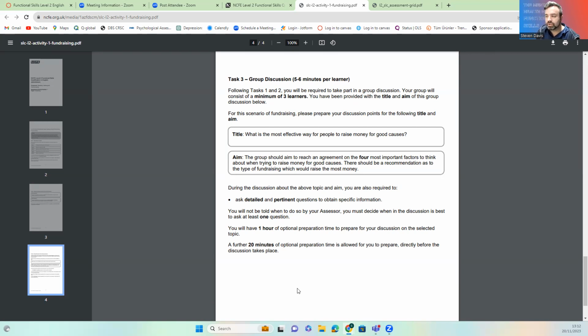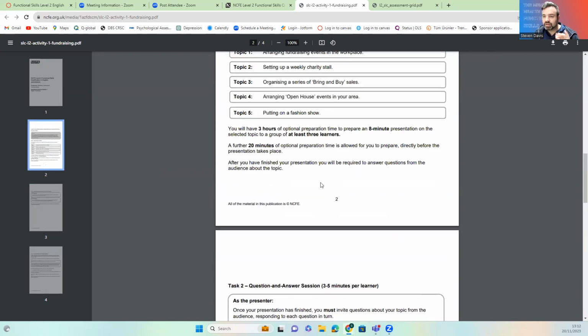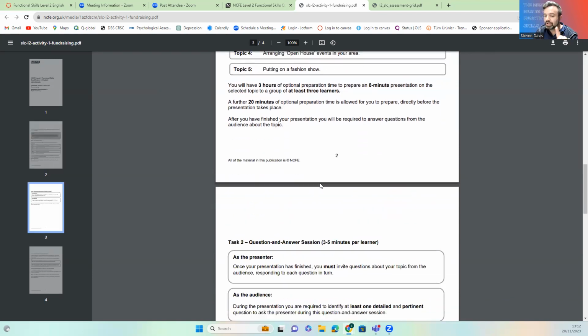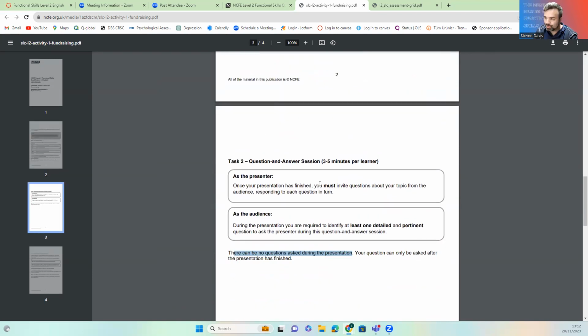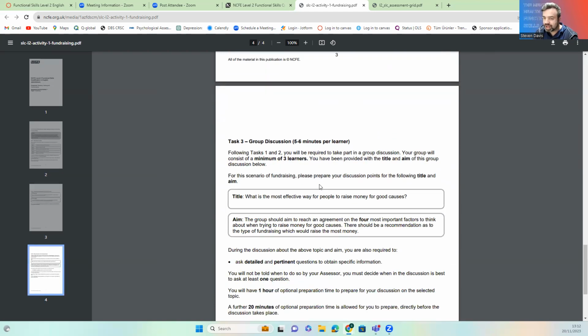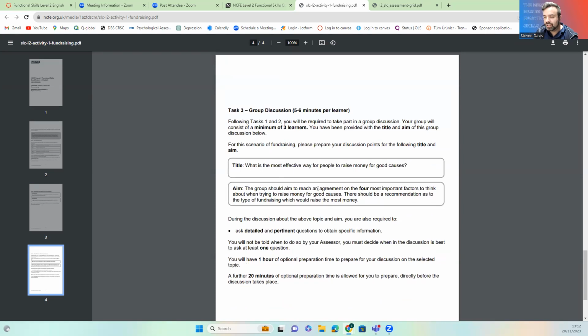So you know what you're doing. You've got 3 things. You've got your 8-minute presentation. You're going to do some questions off that presentation, and you then have to manage that group discussion. And then from your group discussion, you need to come up with 4 most important factors.